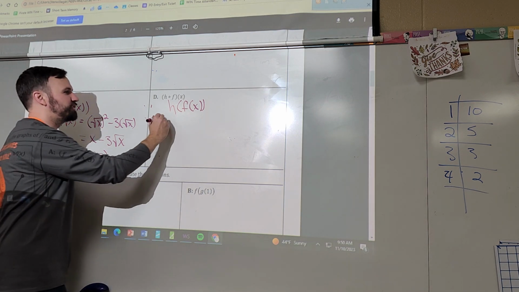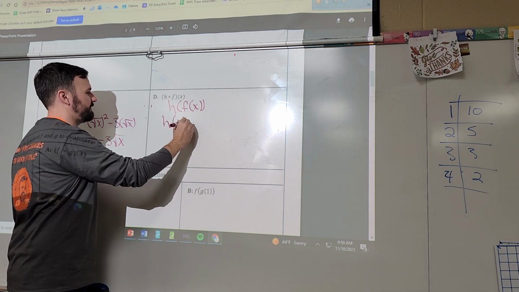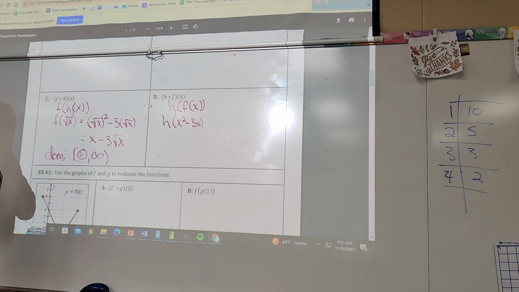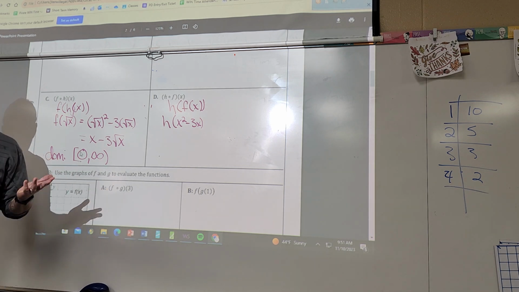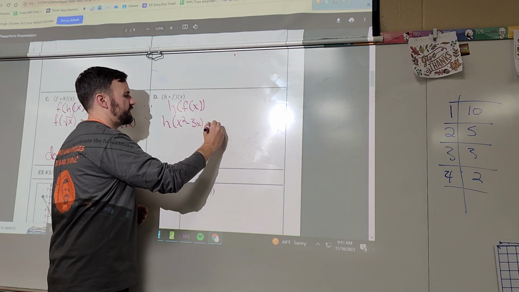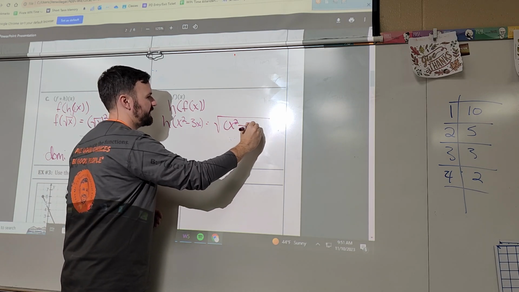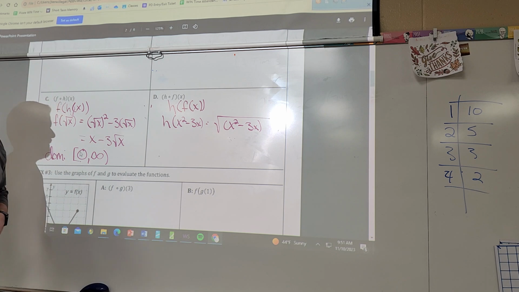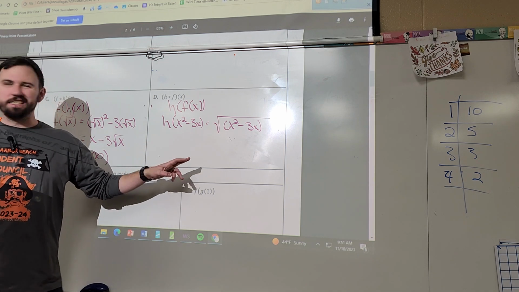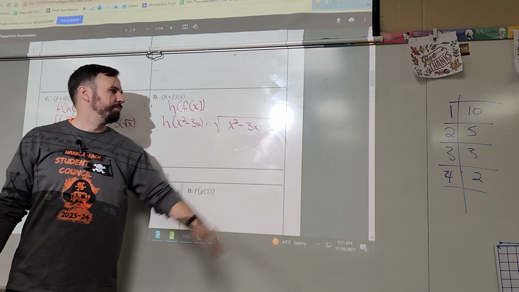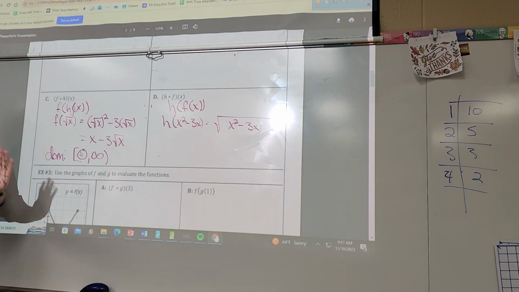Yeah. All right, so I'm doing h of x squared minus 3x. Agreed? Yes. So h is just square root function. So that's going to be square root of my x squared minus 3x. Do I need to put that in parentheses? No, that's implied parentheses, but I'm just showing you why I plugged it in. So that part, not so bad, right? Yeah. What about that domain?